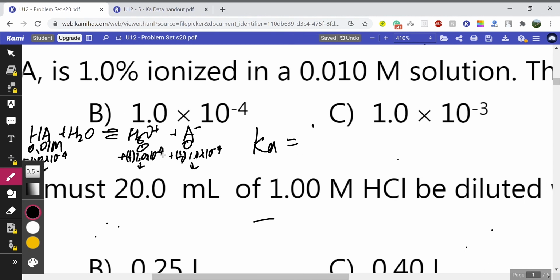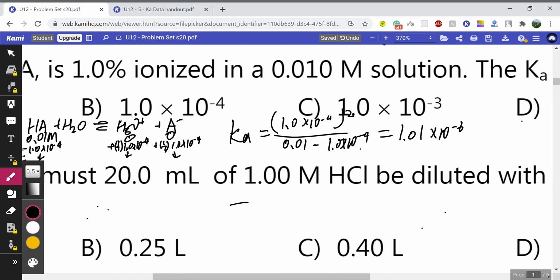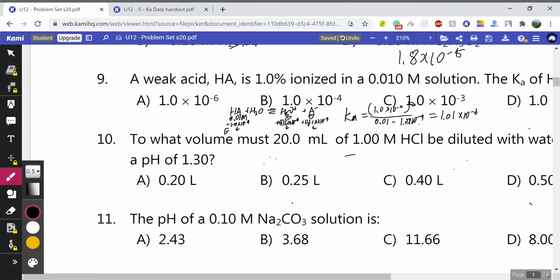Ka is equal to 1.0 times 10 to the negative fourth power squared divided by 0.01 minus 1.0 times 10 to the negative fourth. And you can easily do that in calculator. 1.0 e to the negative fourth squared divided by 0.01 minus 1.0 e to the negative fourth will give us an answer of 1.01 times 10 to the negative 6, which rounds to 1.0 times 10 to the negative 6, which is A.